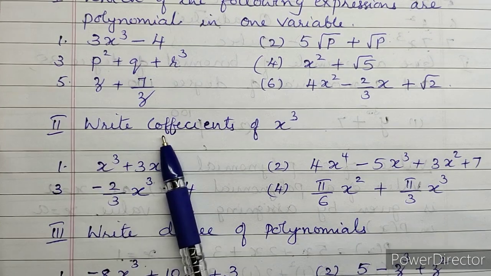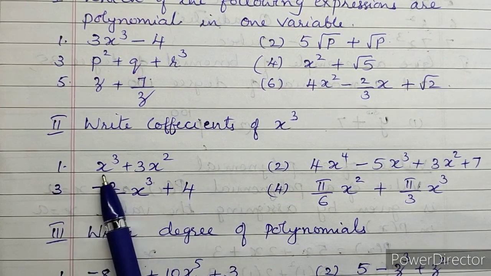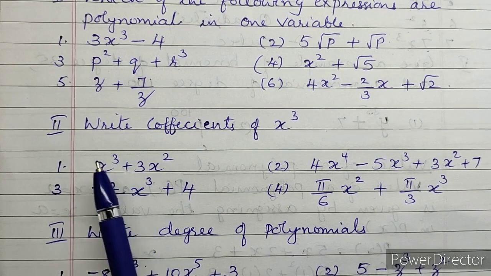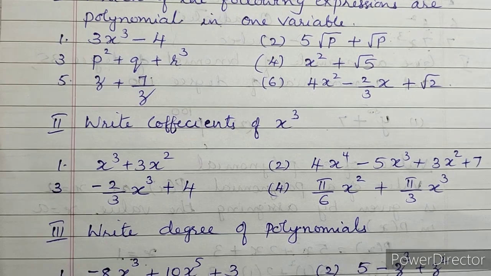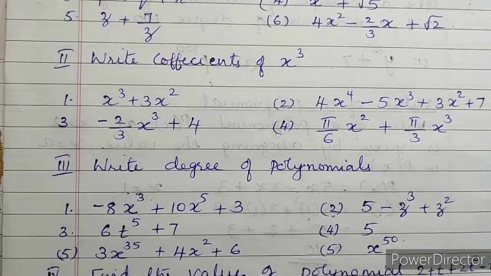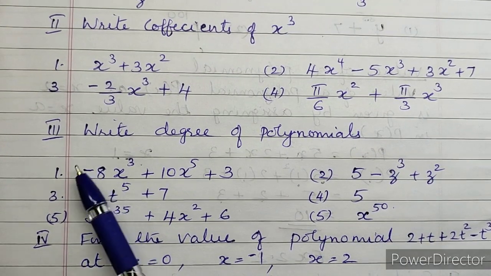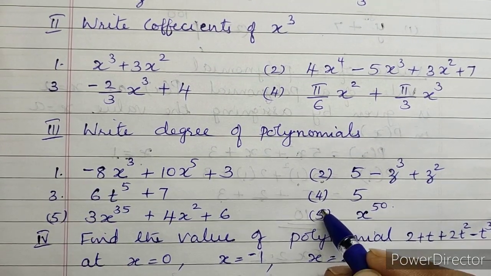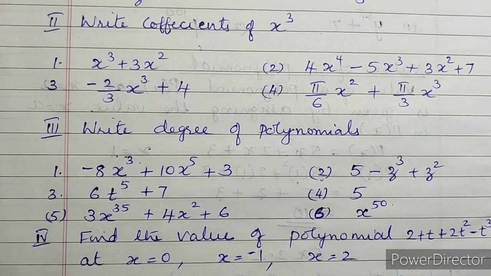Second main, write coefficients of x cube. X cube's coefficient you have to write. Only the x cube term you should see, and just before that which number is written, that is the coefficient of x cube. Third main, write the degree of the polynomials. Degree means maximum exponent. 6 sums I have given. Just see the maximum exponent and write it as the degree.